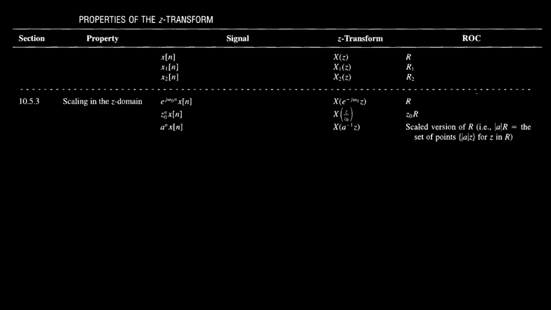The next property is scaling in the Z domain. So we are scaling in the Z domain, either expanding it or compressing it depending on the value of z naught or alpha mentioned over here. Or from the time domain perspective, we are multiplying x of n with a coefficient to the power of n. So let us look into the proof of this property. Specifically, we are going to take this signal and say this is simply g of n.